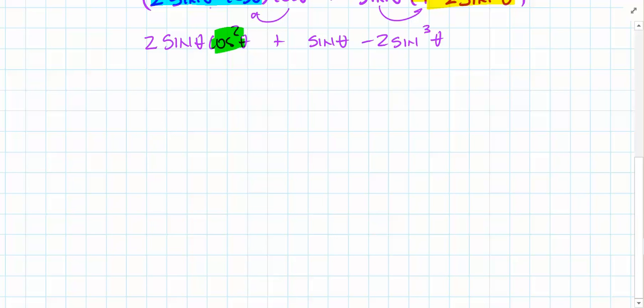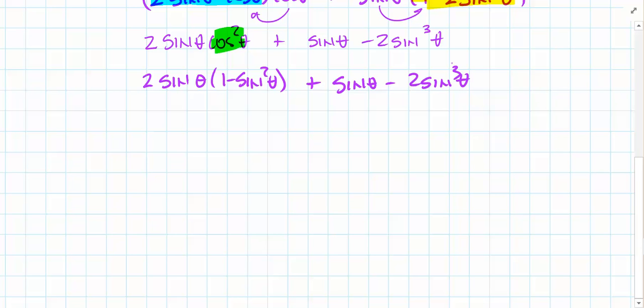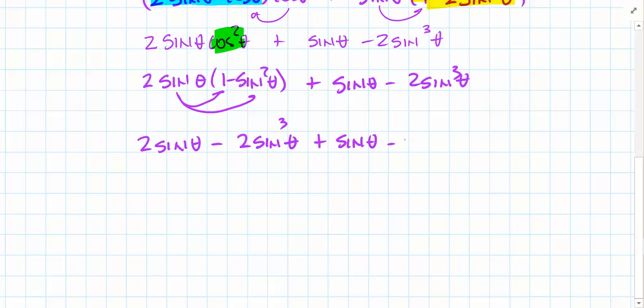In terms of sine, can I rewrite it in terms of sine? 1 minus sine squared. There you go. So I have 2 sine theta times 1 minus sine squared theta plus sine theta minus 2 sine cubed theta. Awesome. Then I'm going to distribute, and I'm going to get 2 sine theta minus 2 sine cubed theta plus a sine theta minus a 2 sine cubed theta.